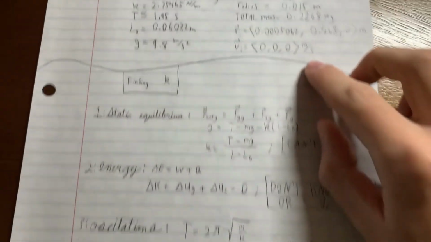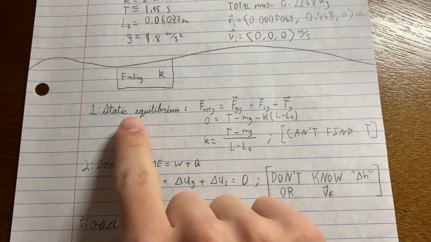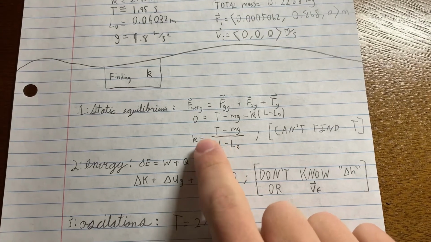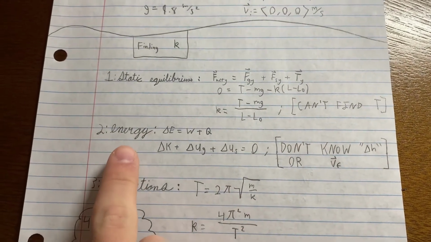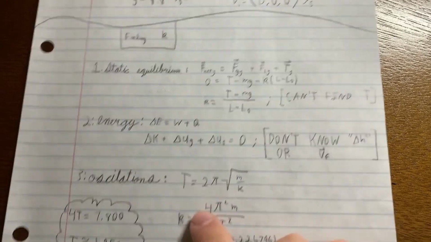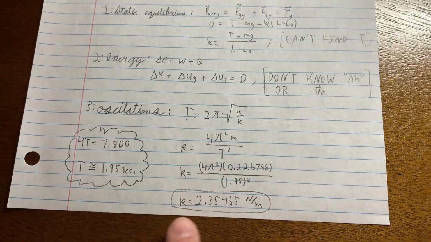For finding K, I tried analyzing the system at static equilibrium at first, but I realized I don't have a tension, so that won't work. Then I tried looking at it from an energy perspective, realized I don't have a final velocity or h, so that wouldn't work. So by looking at the oscillations, I could work backwards and find K.